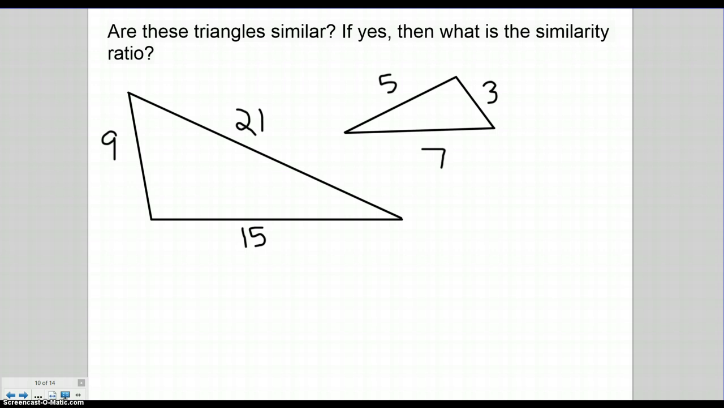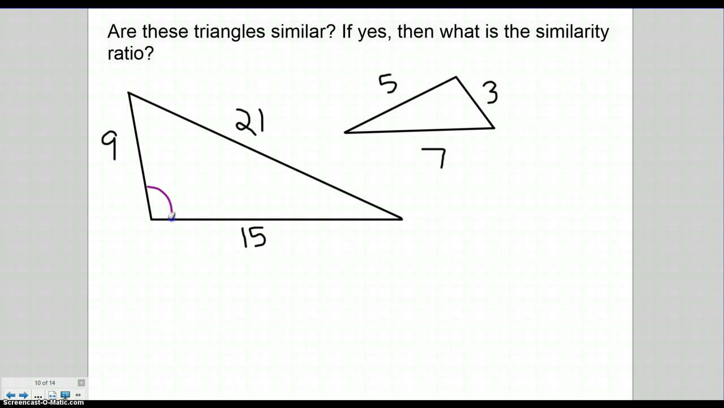So, are these triangles similar? And if yes, then what is the similarity ratio? The first thing we need to do is say, okay, yes or no, are these two triangles similar? So we're going to look at corresponding sides. Now you'll notice that these triangles are not in the same position, but you can kind of see the shape.